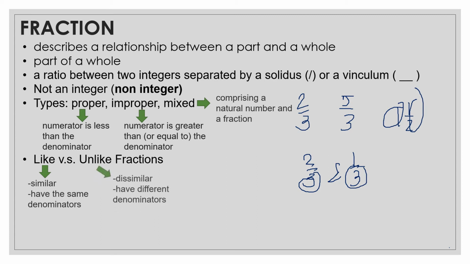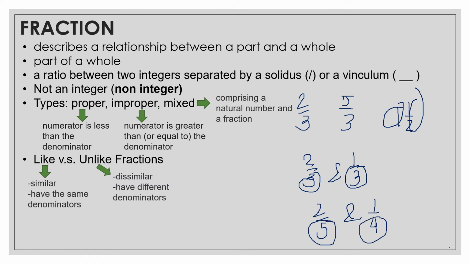Unlike fractions, we also call them dissimilar fractions. They have different denominators. For example, 2/5 and 1/4. 2/5 and 1/4 have different denominators of 5 and 4. Therefore, we call them dissimilar or unlike fractions.